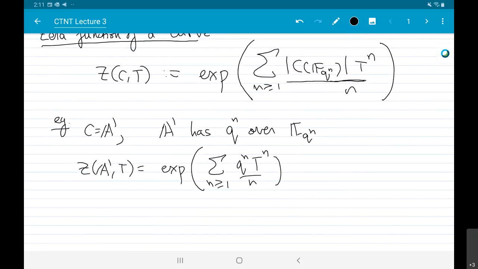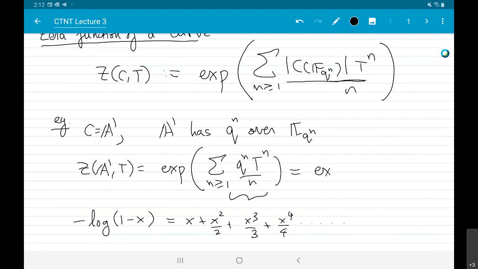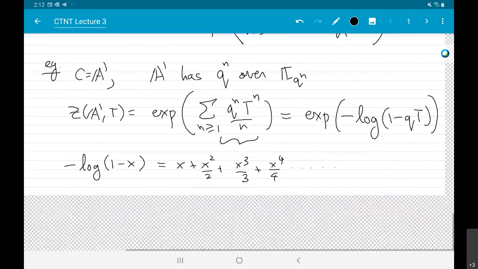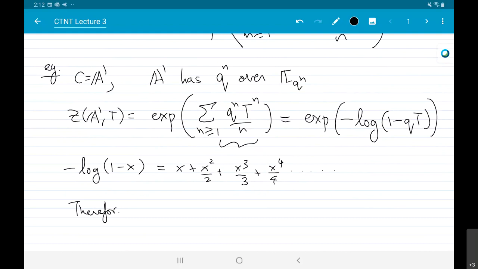And okay, so to simplify this, I'm going to remind you what the power series expansion of log is. So negative log(1 minus x) is x plus x squared over 2 plus x cubed over 3, x to the fourth over 4, and so on. So this whole thing is just the exponential of the negative of log(1 minus qT). So therefore Z_{A^1}(T) is 1 over (1 minus qT).